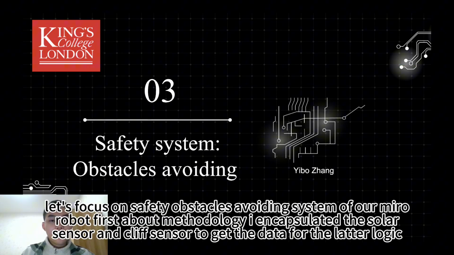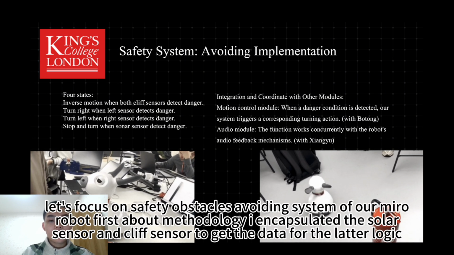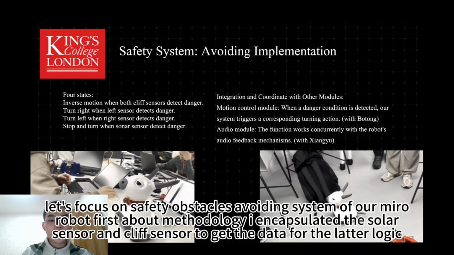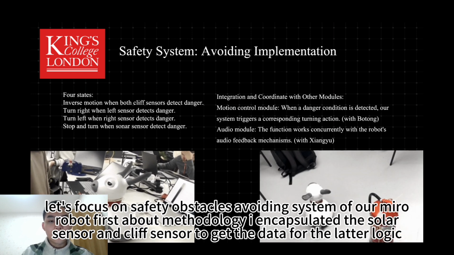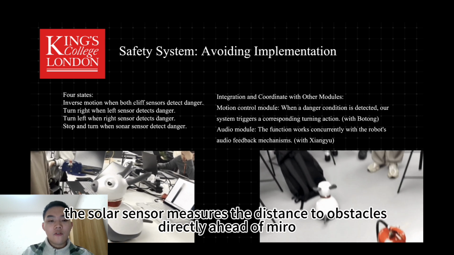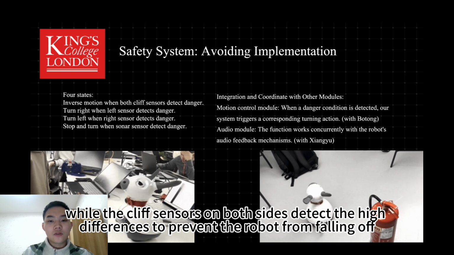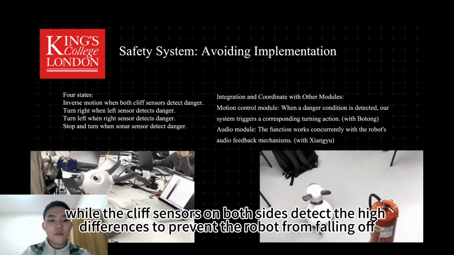Hello everyone, let's focus on the safety obstacle avoidance system of our Mirror robot. First, about methodology, I encapsulated the sonar sensor and the cliff sensor to get the data for the later logic. The sonar sensor measures the distance to obstacles directly ahead of Mirror, while the cliff sensors on both sides detect height differences to prevent the robot from falling off edges.